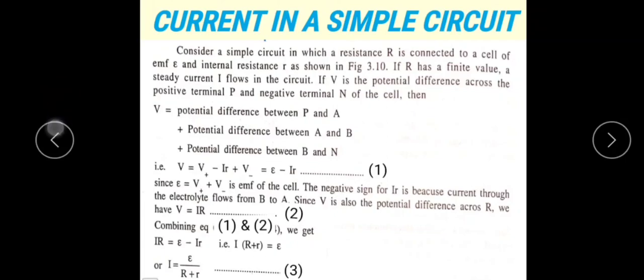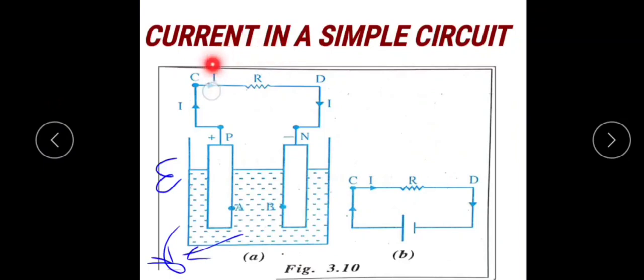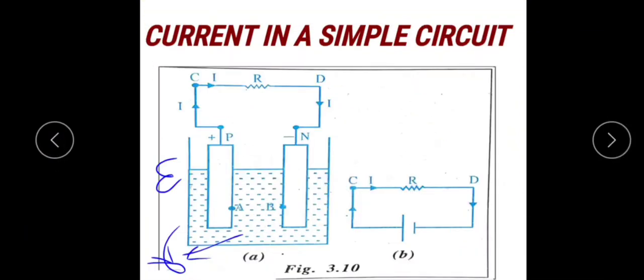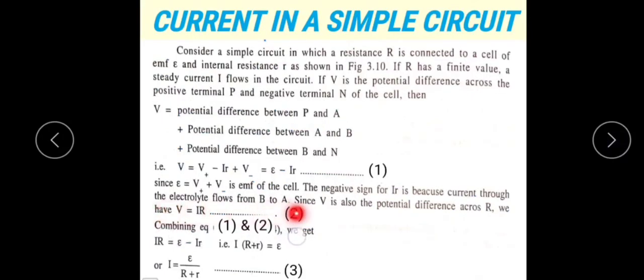Then the potential difference across R is considered as V, and here the potential difference V is equal to I into R, so that is represented here. V is equal to E minus Ir is equation number 1, and then in the external circuit, V is equal to IR is equation number 2.